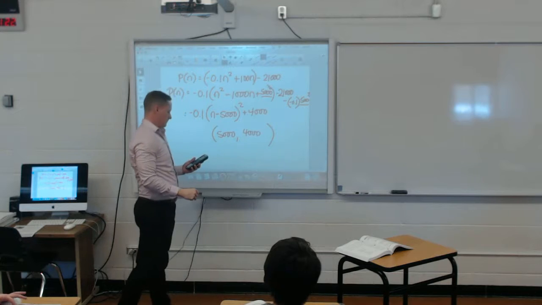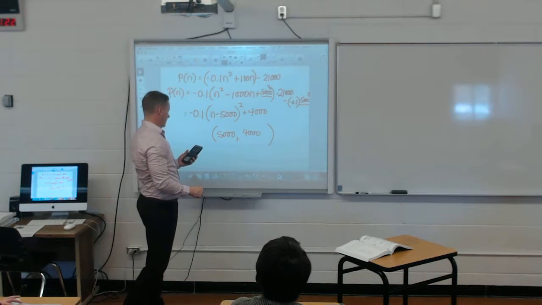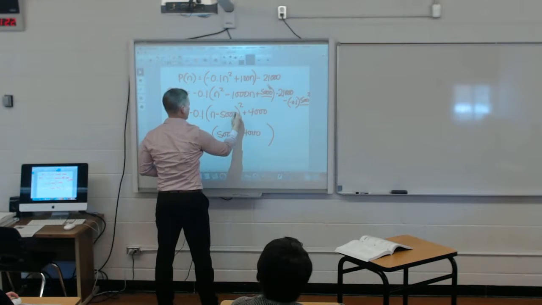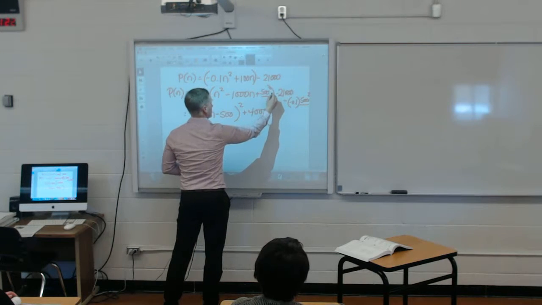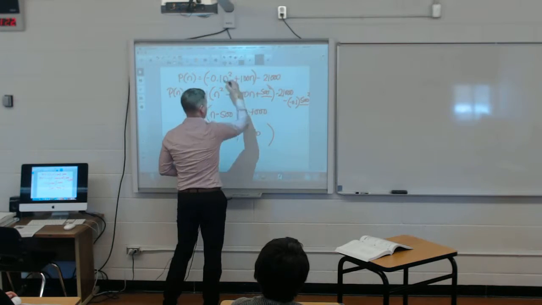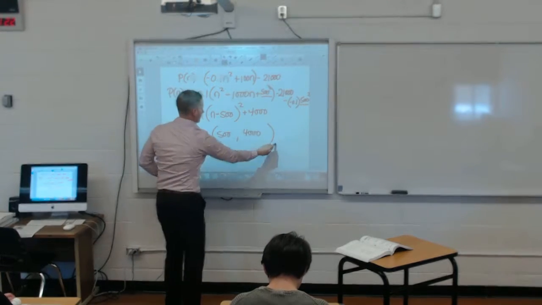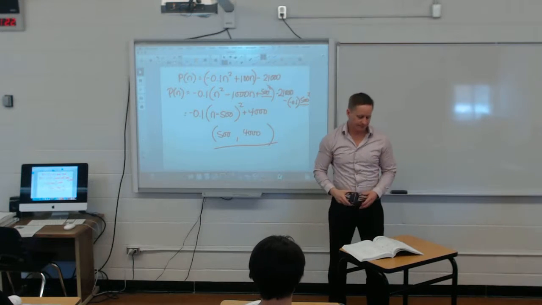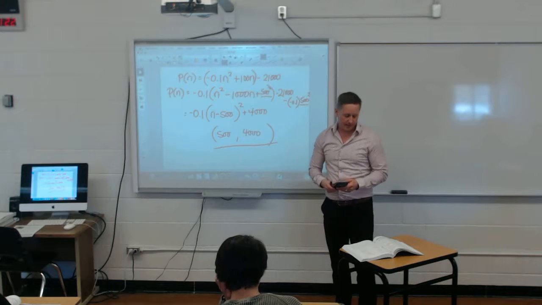500 and 4,000. Okay. So 504,000. Okay. Finally got her. How many of us got that on their calculator?